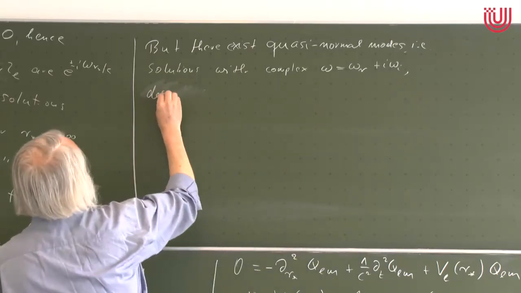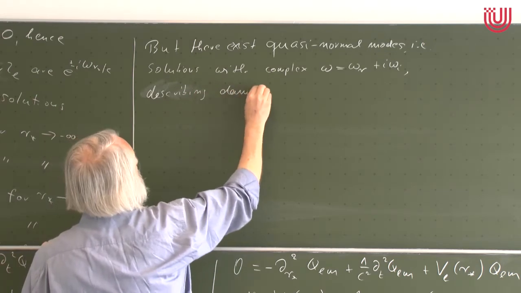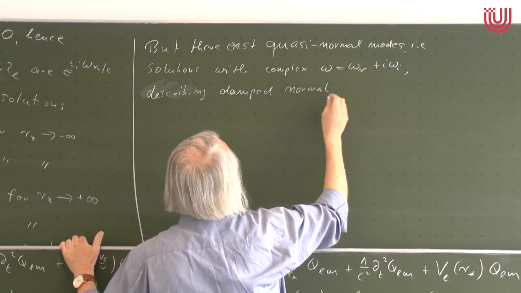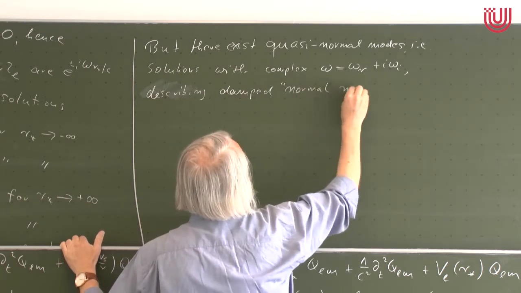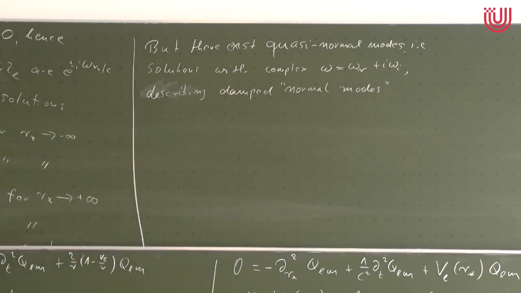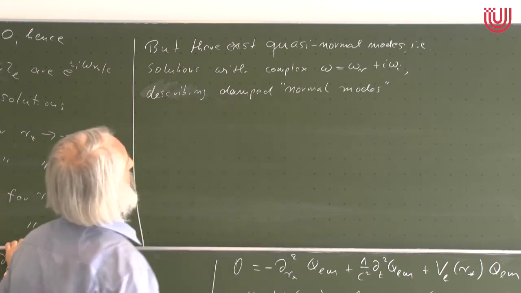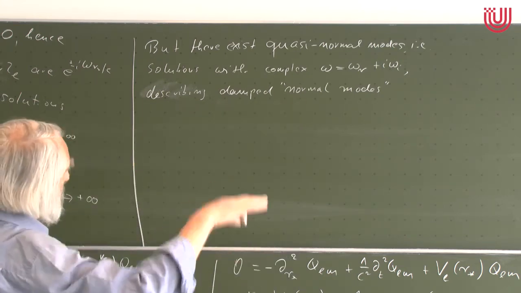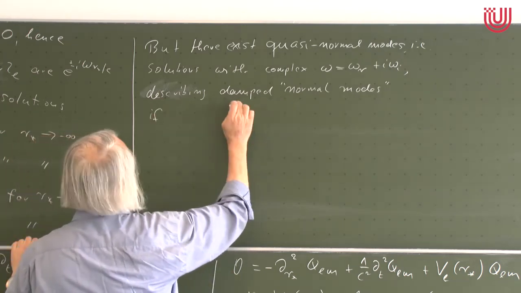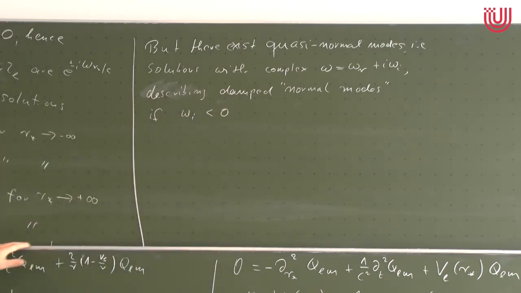They describe damped normal modes. They are not normal modes in the strict sense, that's why one calls them quasi-normal modes. But over a certain time interval they may be viewed as something like normal modes, but then they go down in the course of time. And they are really damped if omega I is smaller than 0.